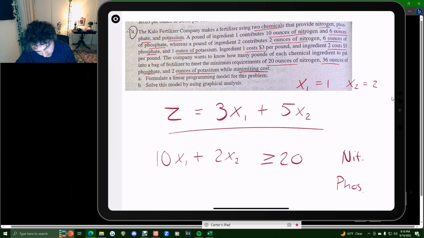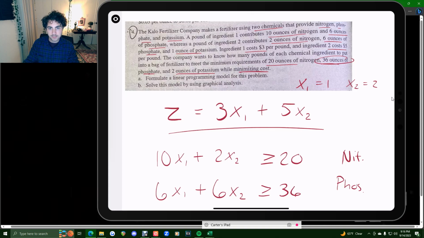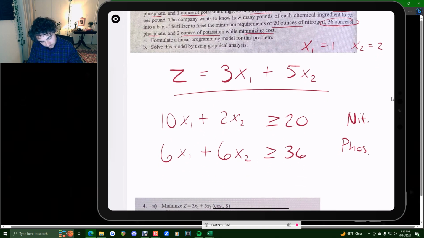Now let's do phosphate. Very similar situation here. Ingredient 1 has 6 ounces of phosphate. Ingredient 2 is also 6 ounces of phosphate. So we're talking 6x1 plus 6x2. And they say we have to have a minimum of 36 ounces of phosphate, so greater than or equal to 36.